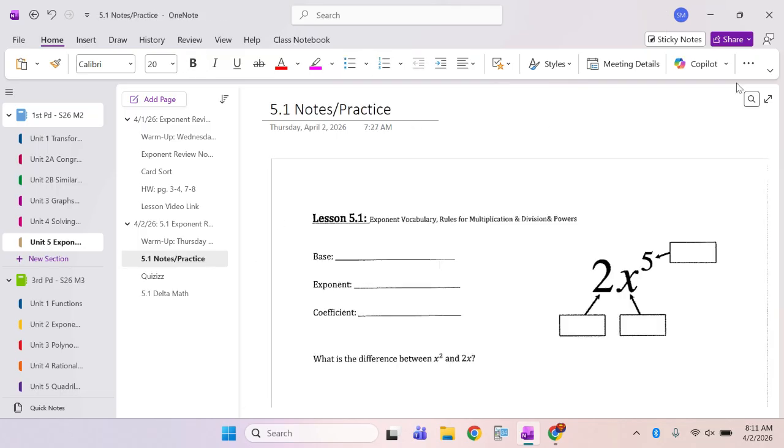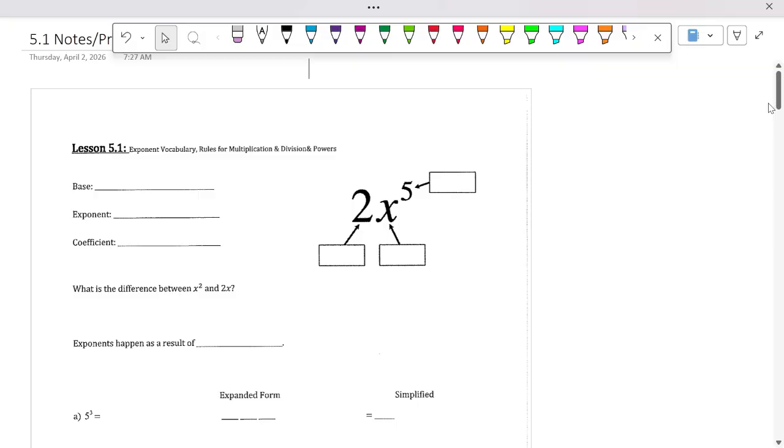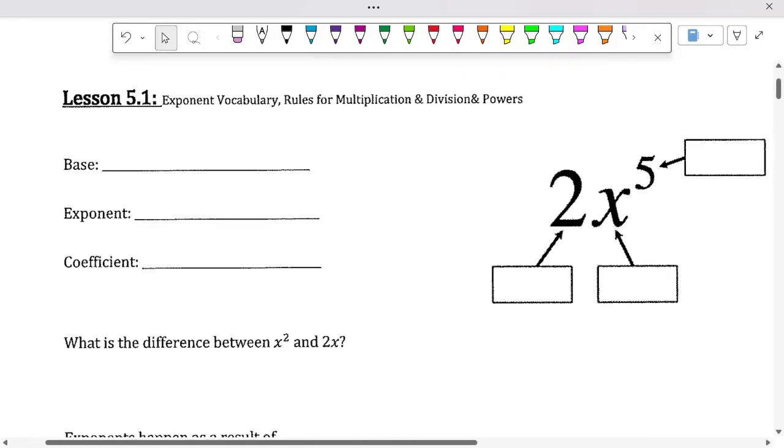All right, so 5.1. It's basically stuff we did yesterday, but it's being expanded on. It's going to be a little bit more complicated, but the basis of it is pretty much exactly the same as what we've been doing yesterday. So, first off, some vocabulary that you'll hear me say a lot in this class: base, exponent, and coefficient.